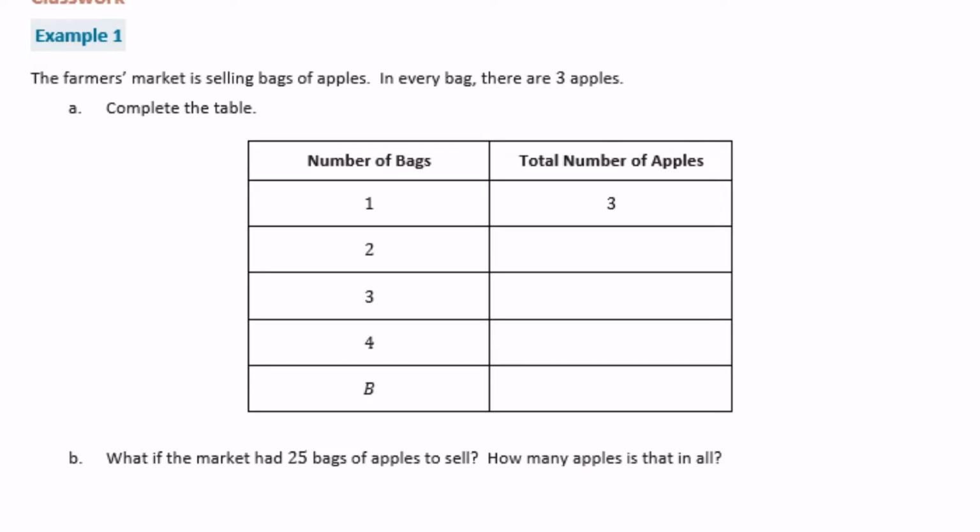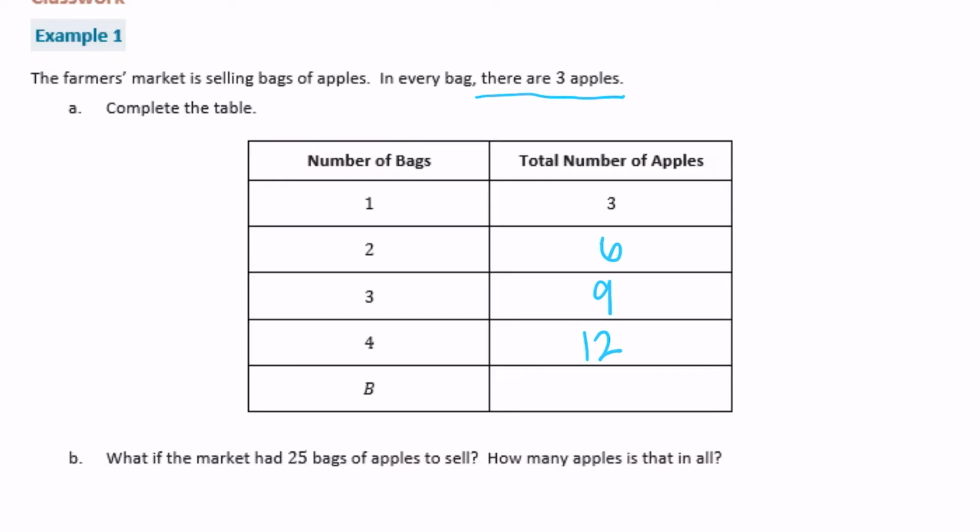In every bag, there are 3 apples. Complete the table. So, in one bag, there would be 3 apples. So every bag, there's 3 apples. That means in 2 bags, there'd be 3 in each, which would be 3 plus 3, or 6. In 3 bags, 3 plus 3 plus 3, or 3 times 3, would be 9. 4 bags would have 3 more apples, so that would be 12.